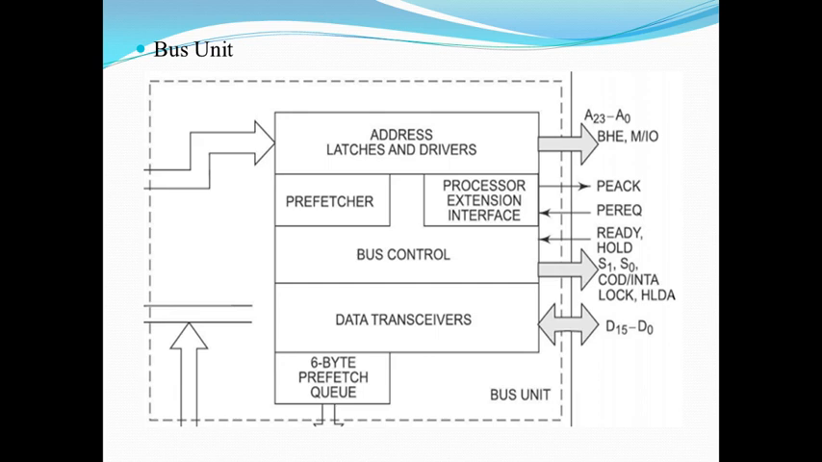It also contains a bus control module that controls the prefetcher module. These prefetched instructions are arranged in the 6-byte instruction queue, and the 6-byte prefetch queue forwards the instructions to the instruction unit.